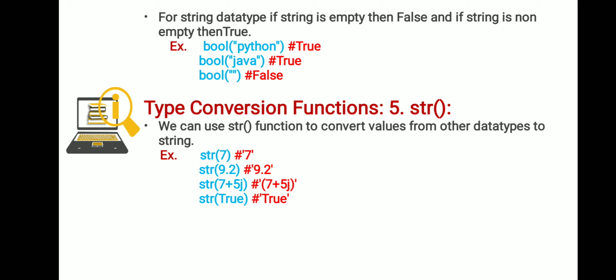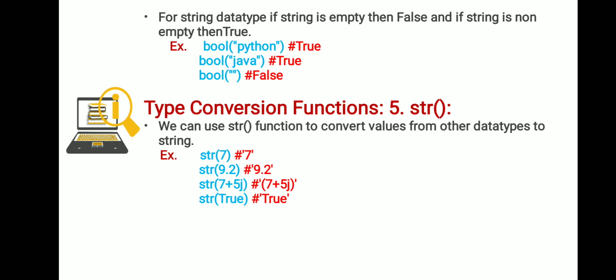Now we can use the string type conversion function to convert other data type values to string type. The value which you want to convert into string, you have to pass to this str function, and we can convert any data type value to string data type. There is no rule for converting other data type values into string data type. Now see the example, str of 7.